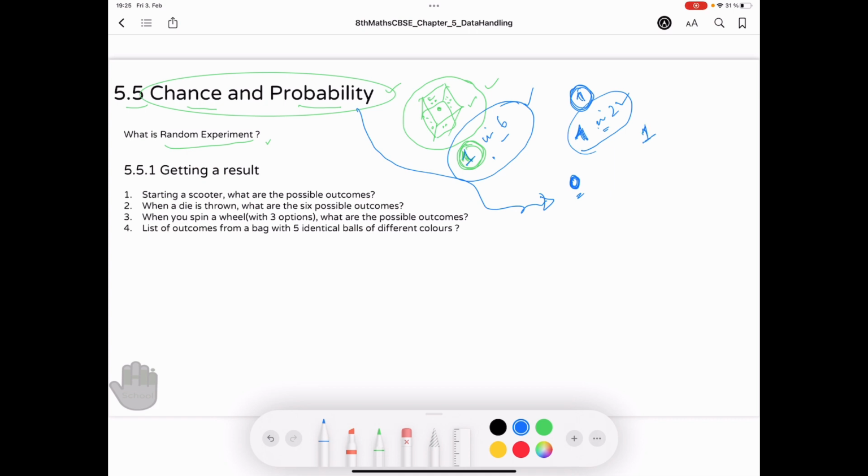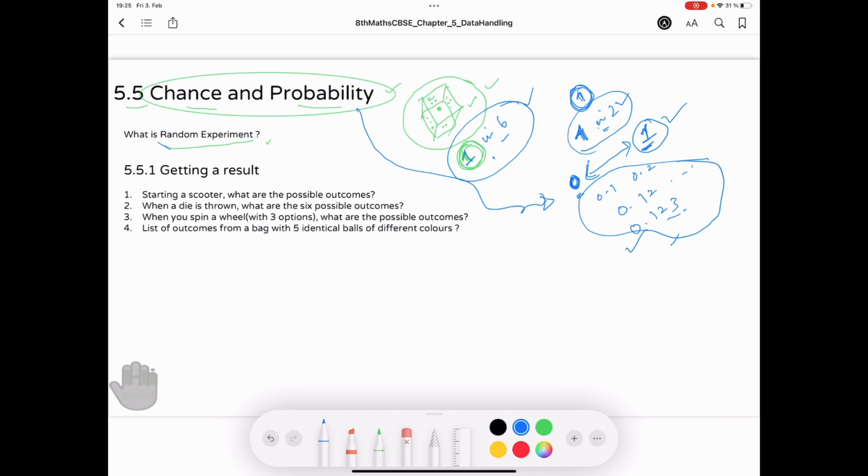1 means it's having 100% probability. It is definitely going to happen. So it's 100%, and then everything in between. 0.1 is in between, 0.2 is in between, 0.12 is in between, and 0.123 is in between. There can be infinite decimal numbers between 0 and 1. So all those are also valid probabilities of different experiments.